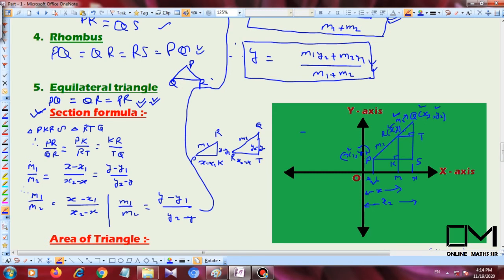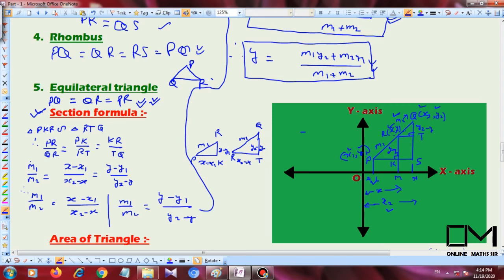The distance OL will be x1 because the coordinates of P are x1, y1, and the distance OM will be x because the coordinates of point R are x, y, and the distance ON is x2 because the coordinates of point Q are x2, y2. So the distance QN will be y2. Clear? It means this distance will be how much? y minus y1, and this distance will be y2 minus y.